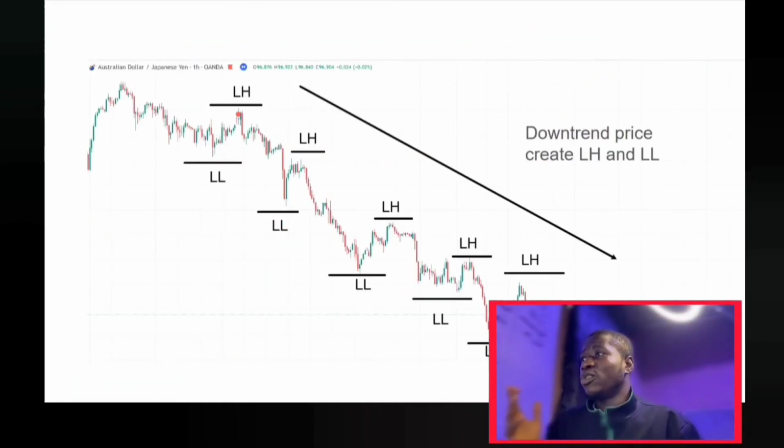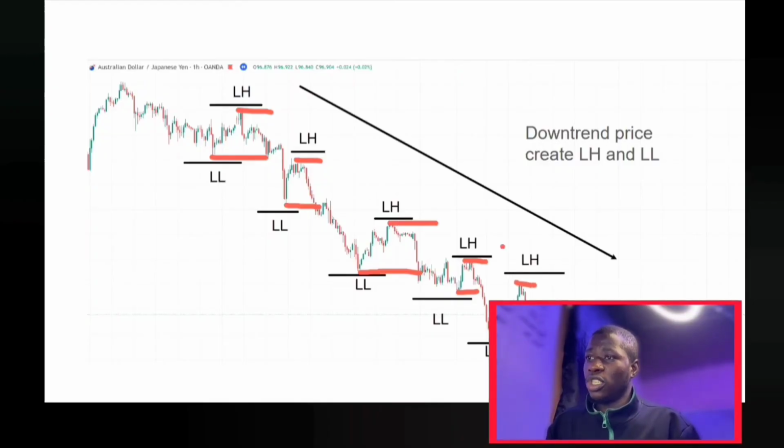Now let's move on to the downtrend. For the downtrend, remember, we want to see price create lower highs and lower lows. So we want to see price break the lows towards the downside. We want to see price taking out the previous low it created, just like this, while creating a lower high. So this high is lower than this high, that high is lower than this high, and the cycle keeps continuing, right?